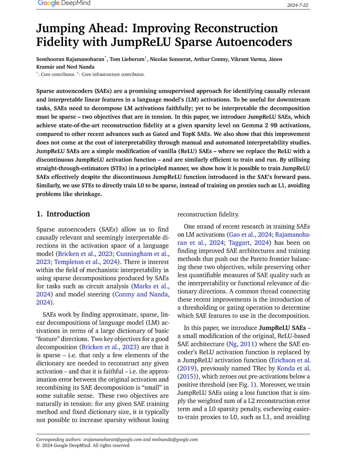The JumpReLU SAE method aims to address the trade-off between sparsity and reconstruction fidelity in sparse autoencoders (SAEs) for language model activations. Traditional training methods often struggle to balance these two objectives, as increasing sparsity typically leads to a loss in reconstruction quality. JumpReLU SAEs introduce a modified activation function that incorporates a thresholding mechanism, allowing for more effective feature selection while maintaining reconstruction accuracy.